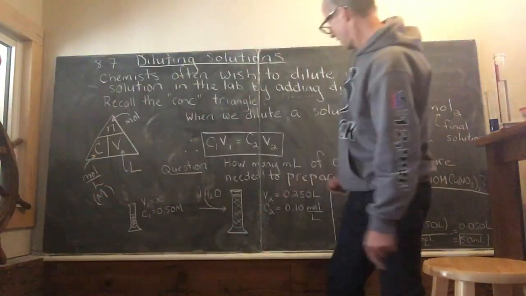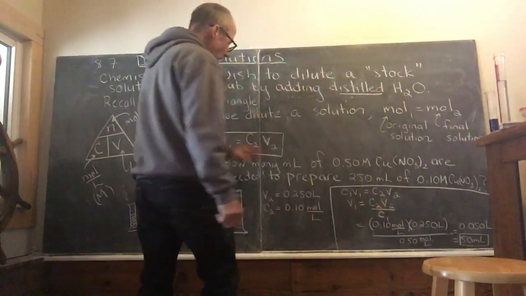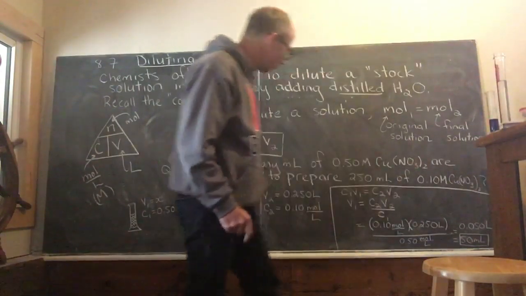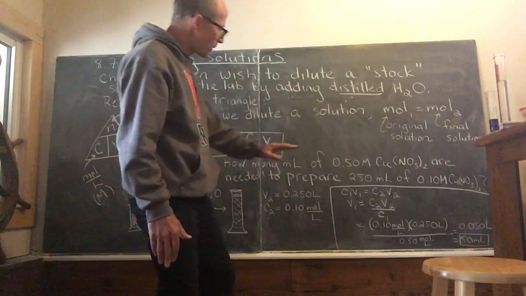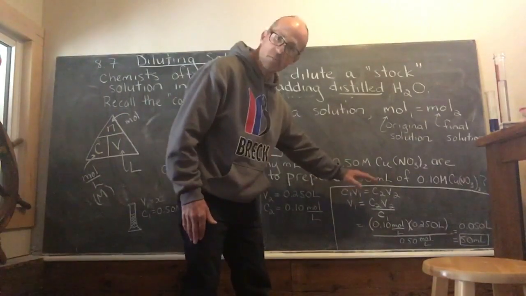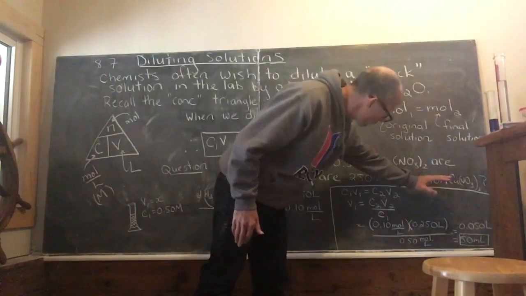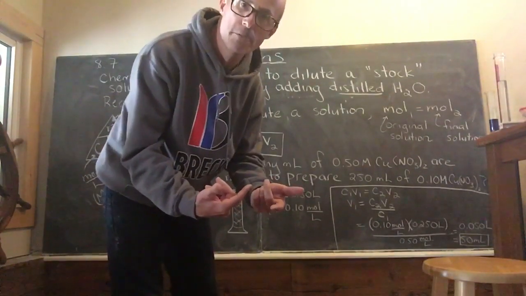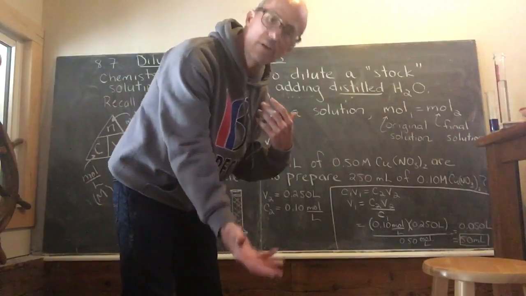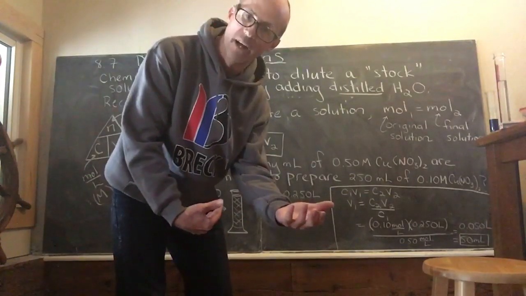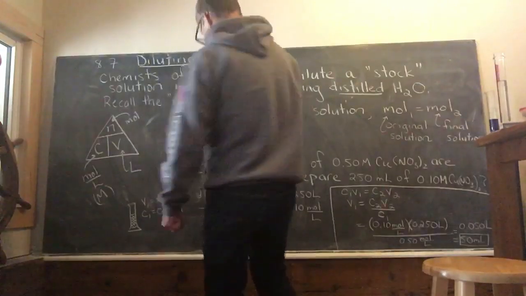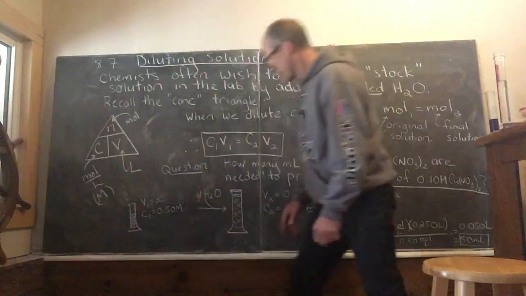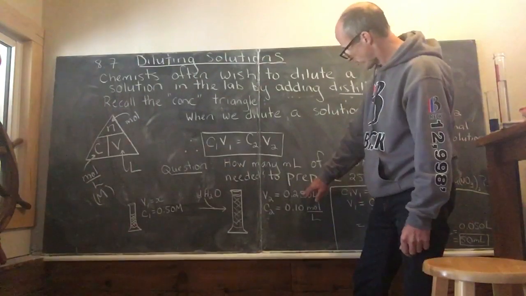V1 is unknown because the question says how many milliliters of our original 0.5 molar cupric nitrate solution are needed to prepare 250 mils of a 0.1 molar solution. So that new solution is quite a bit more dilute at 0.1 moles per liter than the original one was at 0.5. So we know that the final volume is going to be larger than the initial. We know the final volume is 250 mils.